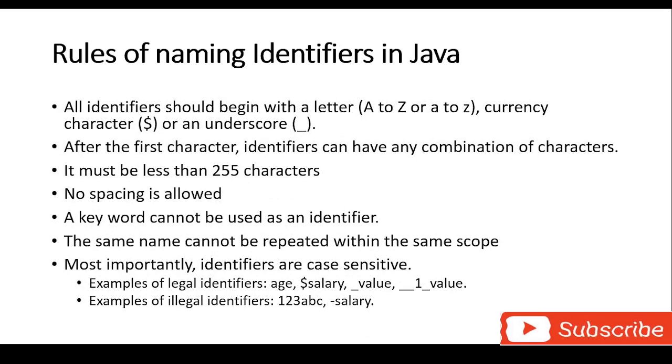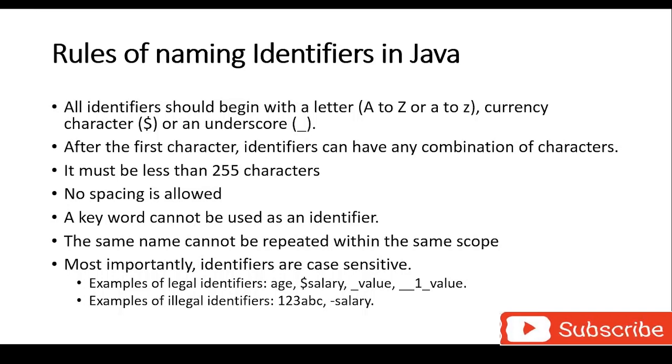All identifiers should begin with a letter, alphabetical letters A to Z. And when we talk about these letters, we mean that all our identifiers can either have the alphabetical letters, they can have the currency symbol, or they can have an underscore. That one is allowed. Then after the first character, identifiers can have any other combination of characters, which include numbers. Now, the other rule is that identifiers must be less than 255 characters.